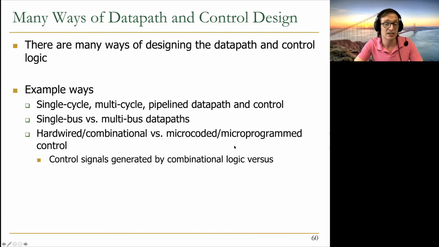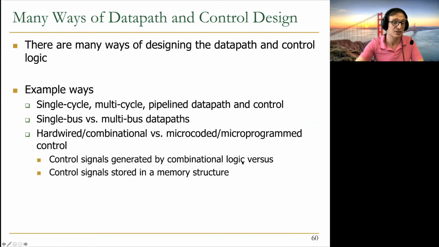In combinational control, signals are generated by combinational logic. But in sequential control, signals are stored in a memory structure. So you can take the instruction register and index this memory structure and get the control signals that you want. So we will see this. This is actually a beautiful way of designing machines, and we will see this when we talk about multi-cycle microarchitectures and microprogram microarchitectures later.